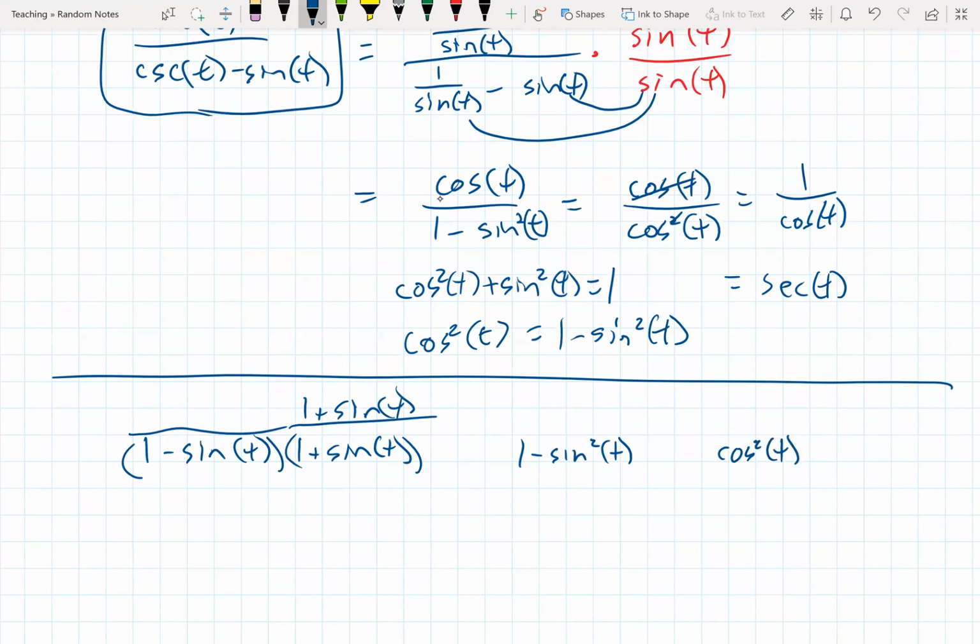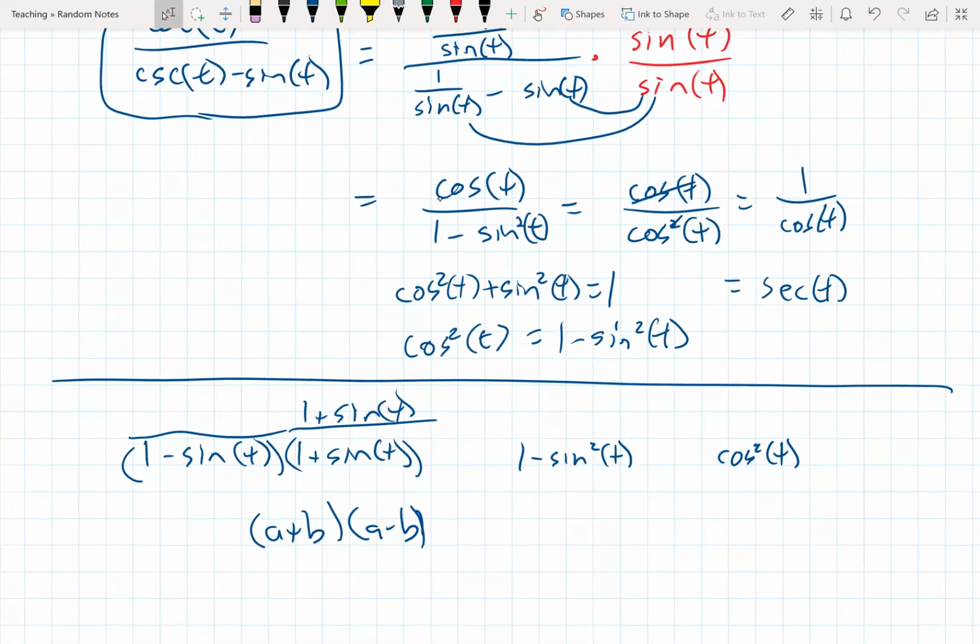And the reason why that's equal is, if you remember your difference of squares, if you have a plus b times a minus b, when you multiply that out, your middle terms drop out. You have a plus ab and a minus ab, so that's just equal to a squared minus b squared. So in this case, the a is 1 and the b is sine, so it just turns into 1 squared minus sine squared, or 1 minus sine squared.